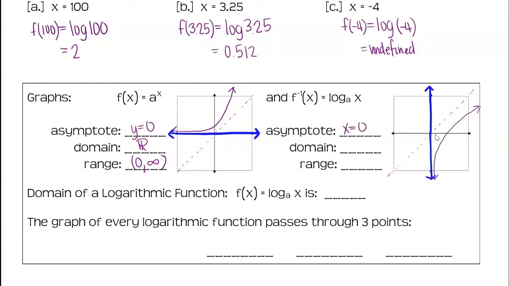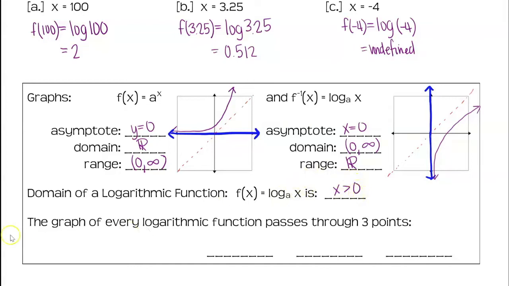The domain is no longer all real because we can only take the log of positive numbers, so this should make sense. This is only going to be from 0 to infinity. But the range is all real. You can get any kind of number out. So the domain of a logarithmic function of log base a, you have to make sure that your x values are positive. That's the reason I'm rewriting it, because when we go to find the domain of a log function, that's what we're going to worry about. Whatever you're taking the log of has to be positive.